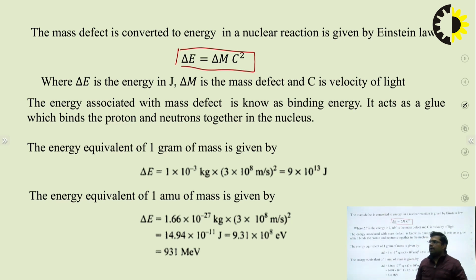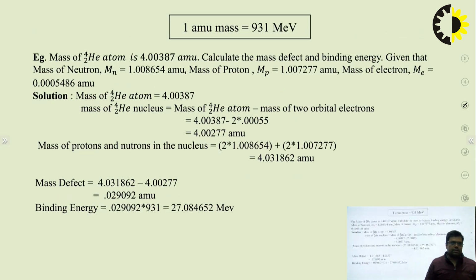And the mass defect is converted into energy. With this formula we can calculate the binding energy, which is defined as delta E, that is the change in mass times c squared, where c is the velocity of light, 3 into 10 to the power 8 meters per second. So with this we can calculate the mass defect, and with this formula we can calculate the binding energy.